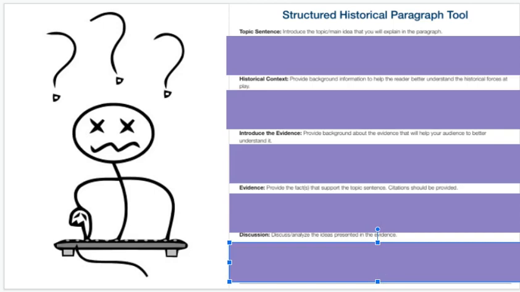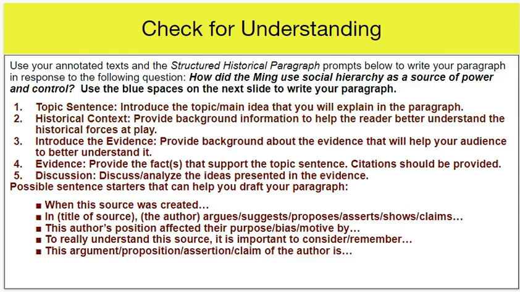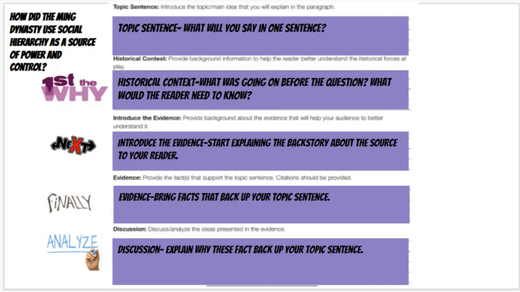Now, how should you take it apart? Meaning, how should you not be so scared of what you need to do for this, depending on how you look at it? And the answer is you're going to keep thinking about how did the Ming Dynasty use social hierarchy as a source of power and control? So now you have to write the topic sentence, which is what will you say in this whole paragraph in one sentence? Meaning, how do you answer the question in one sentence?